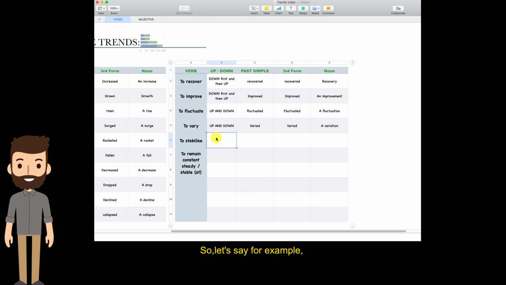Stabilize. So let's say, for example, house prices in Toronto were fluctuating. They're going up and down and up and down and up and down, and then they stabilized. That means they stayed the same. They were steady. It was remaining constant. And you can see that's actually our next verb. So after a lot of fluctuation, it's staying the same. Stabilize. So you can say up and down, and then same. Then the same level, if you want to think about it.